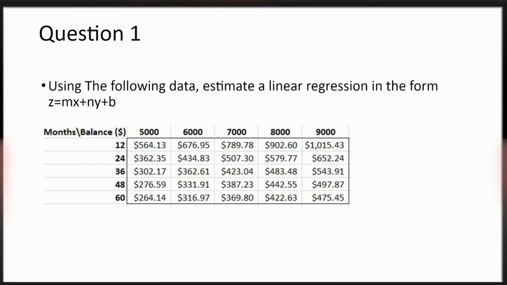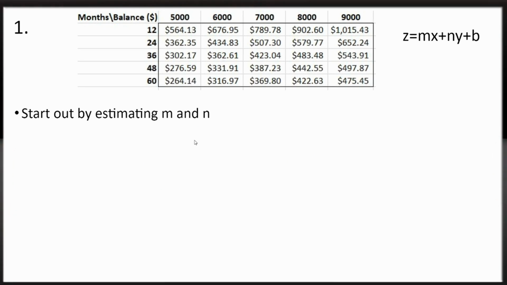Alright guys, so let's look at this table. We've got all of our numbers, and we want to put this in a linear regression in the form z equals mx plus ny plus b. So moving on, we want to start by estimating our m and our n values. We have our m, we have our n, and then that's our b intercept right there. So we want to start by assigning variables for these letters.